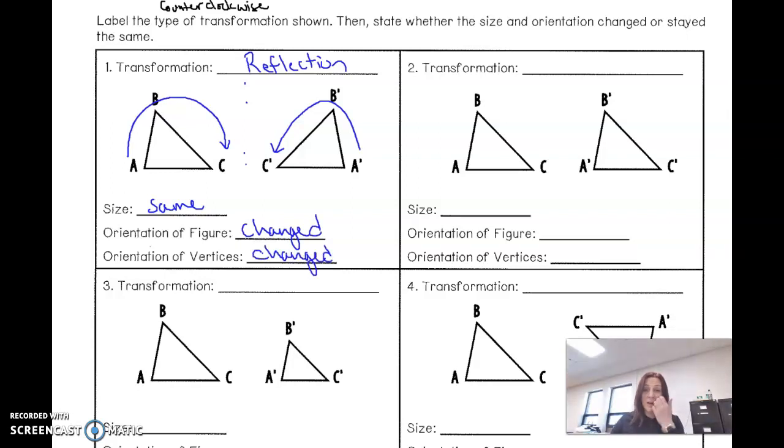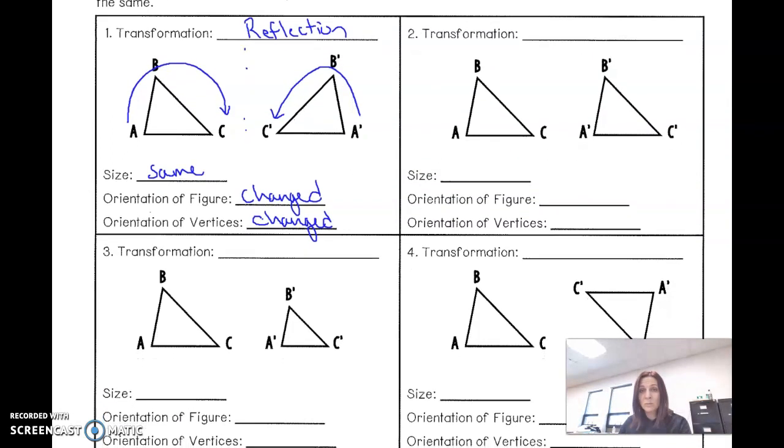Okay? All right, so look at transformation number 2. Again, we're going from this figure to this figure. This is our pre-image. This is kind of a review, right? Because it doesn't have the little apostrophes. And this would be the image because it has these things. So we're going from this figure to this figure. What type of transformation? We just kind of slid it over, right? And a slide is a translation.